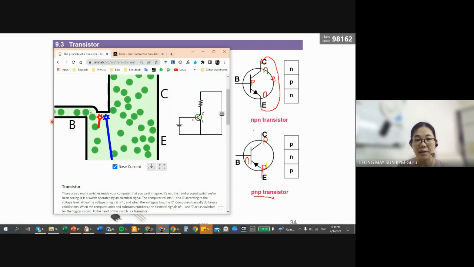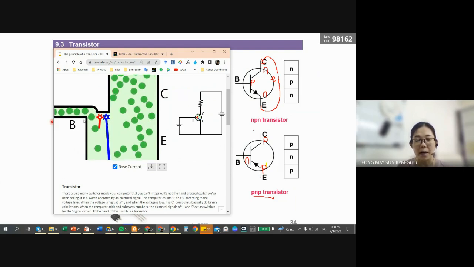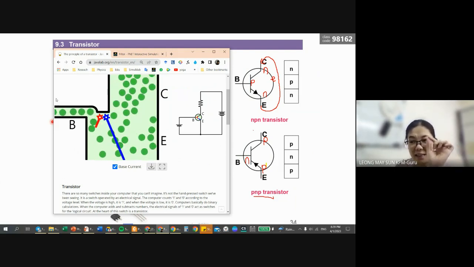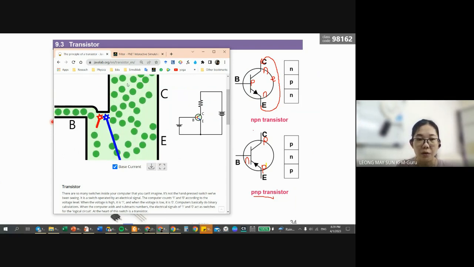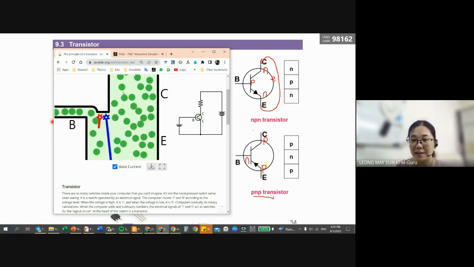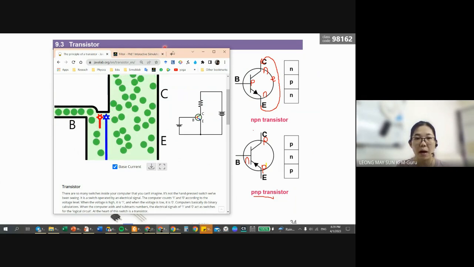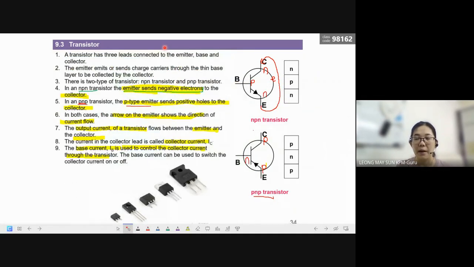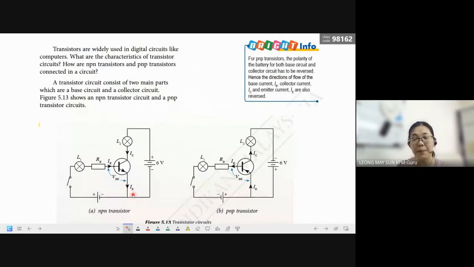This symbolizes that the base current needs very little only, and then it will create a very huge difference in the collector's current. That's the reason why a transistor can function as an amplifier, which we will study later on. Transistors are widely used in digital circuits like computers. The transistor circuit consists of two main parts, which are the base circuit and the collector circuit.